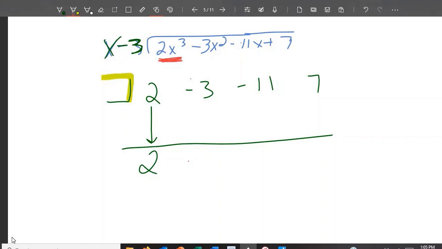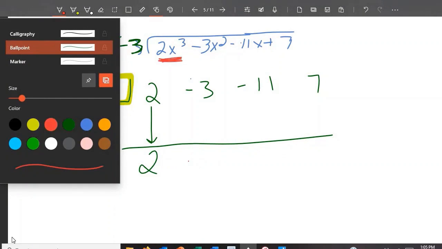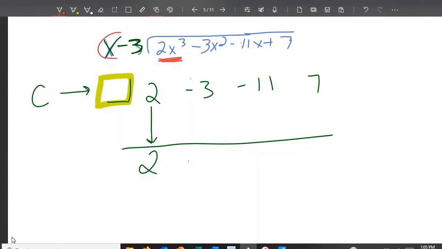Now, what's going to go in this little half box is c. Now, c comes from the binomial, and it's always the opposite sign. So, in this case, c turns out to be positive 3. To do the synthetic, you take what's here and multiply it by everything in the bottom row. Now, I said everything, not just the 2. So we're going to start with the 2 though. 3 times 2 is 6.